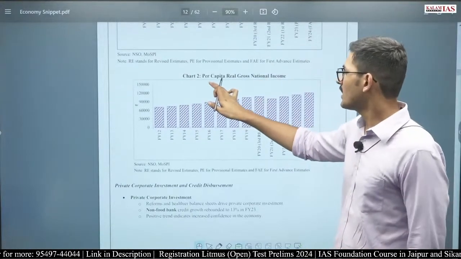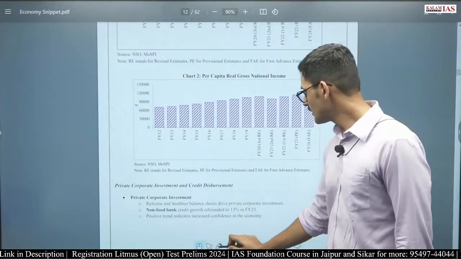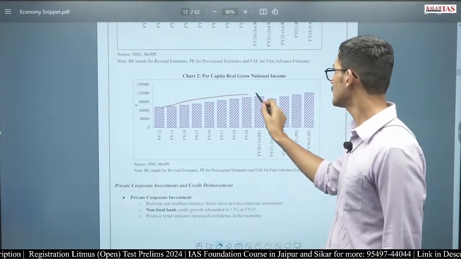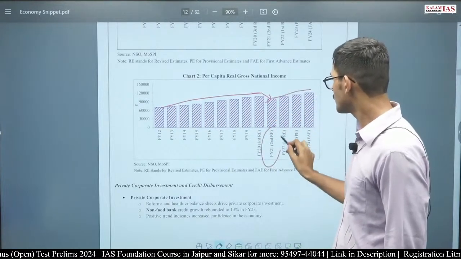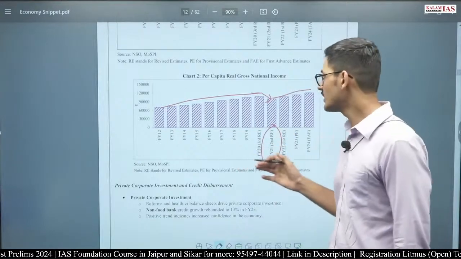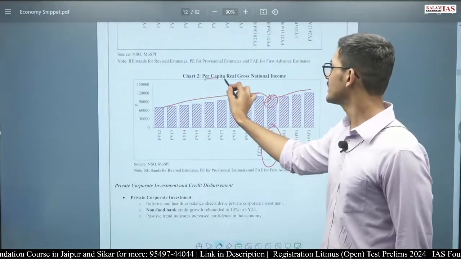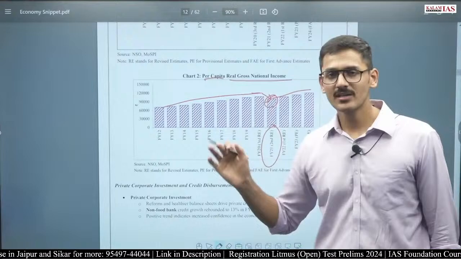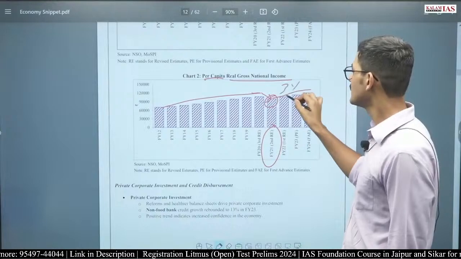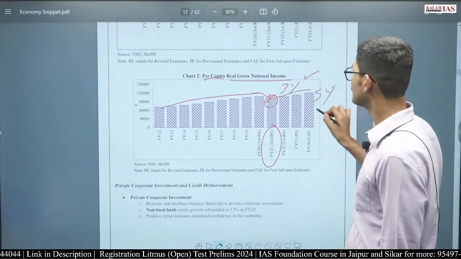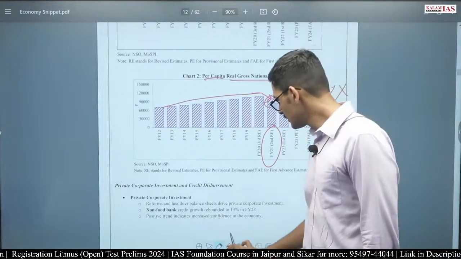Now, if we also talk about per capita real gross national income, it increased from year to year, then it reduced for 1 year, and then again it started increasing. That was the financial year 2021, the first year of COVID-19. So except for this year, the per capita real GNI has been increasing consistently. If UPSC says it has been increasing consistently for 3 years, that is a correct statement. If UPSC says it has been increasing consistently for the past 5 years, that is a wrong statement, because in financial year 21 it reduced.